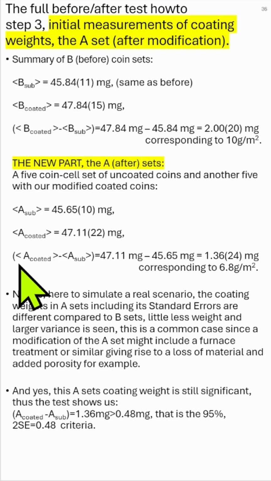We calculate the coating weight by subtracting the mean values of the coated electrode coins minus the mean values of the copper substrate. 47.11 milligram minus 45.65 milligram ends up to be 1.36 milligram per coin in mean value with a standard error of 0.24 milligram. And this corresponds to a coating weight of 6.8 grams per square meter.